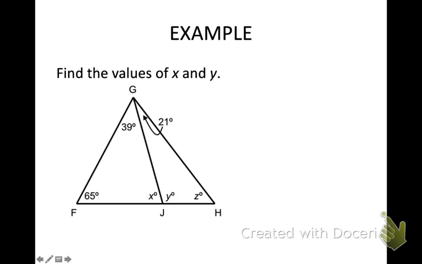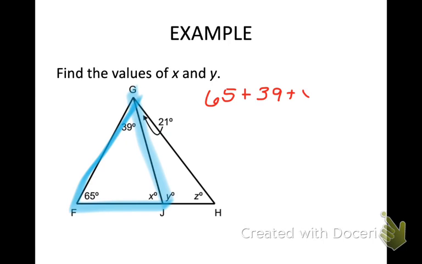All right, so this one gets a little bit more complicated. We need to find x, y, and z. We've got 2 different triangles happening. So let's focus first on this blue one that I just highlighted. So I've got 3 angles. We know that the first angle is 65, a second angle is 39, the third angle is x, and that's going to be equal to 180 degrees.